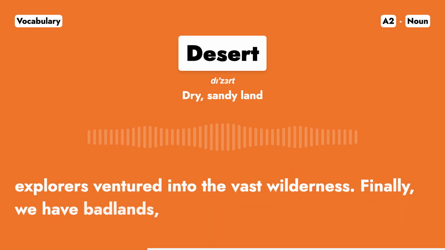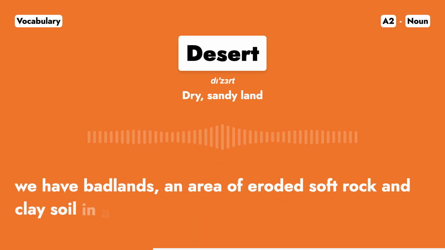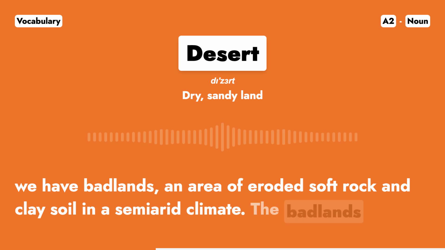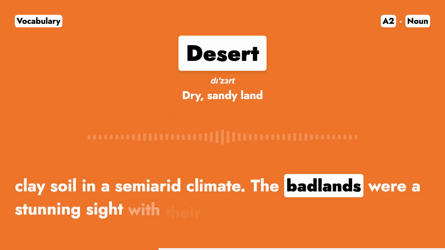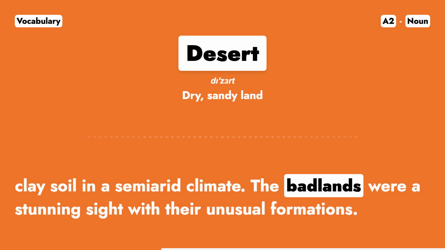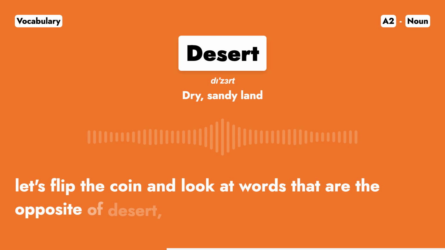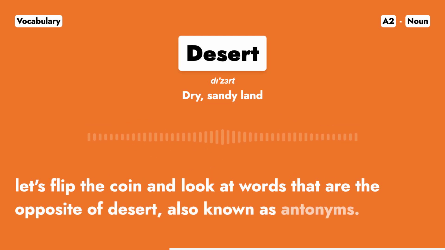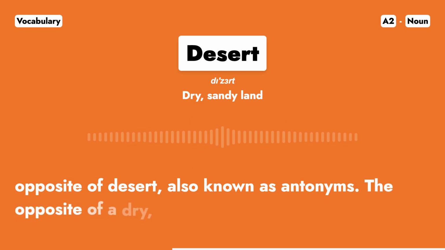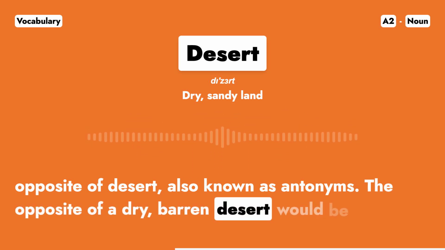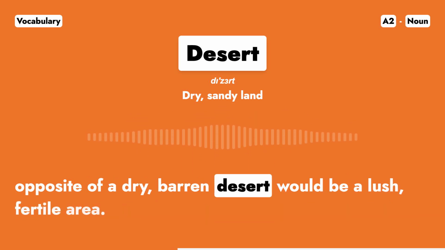Finally, we have badlands, an area of eroded soft rock and clay soil in a semi-arid climate. The badlands were a stunning sight with their unusual formations. Now, let's flip the coin and look at words that are the opposite of desert, also known as antonyms. The opposite of a dry, barren desert would be a lush, fertile area.